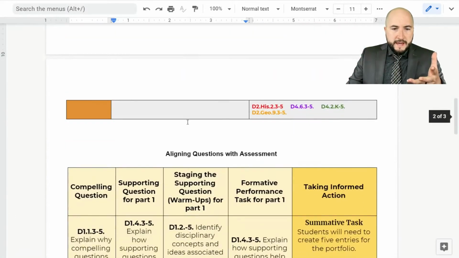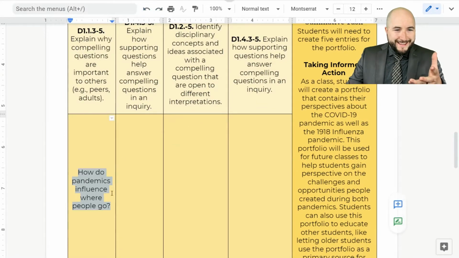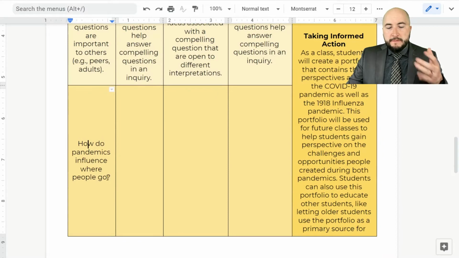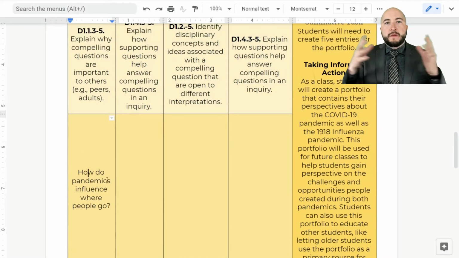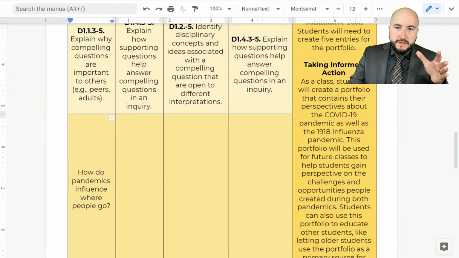So if we scroll back down, I already wrote one, so I can just go ahead and go to it. There we go. How do pandemics influence where people go? That could be the big, compelling question that we work with, and we could use that as a driving force to help push students to this taking informed action.